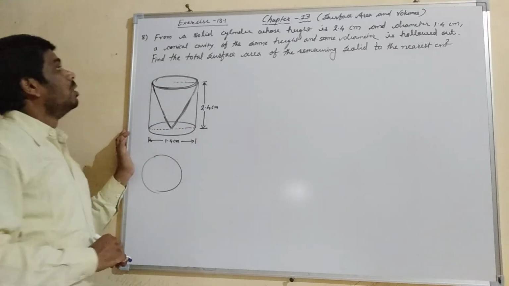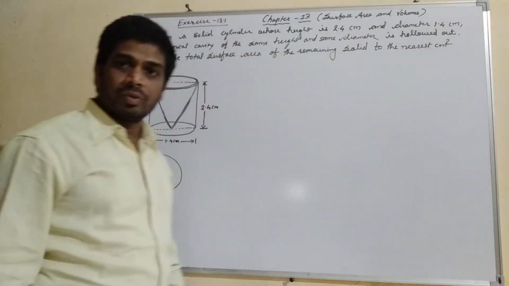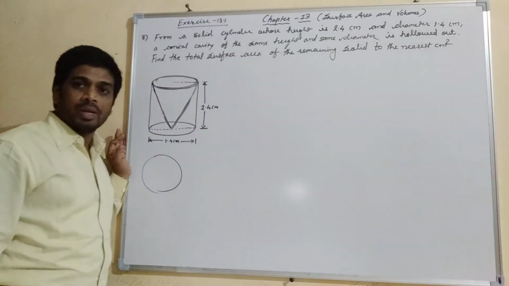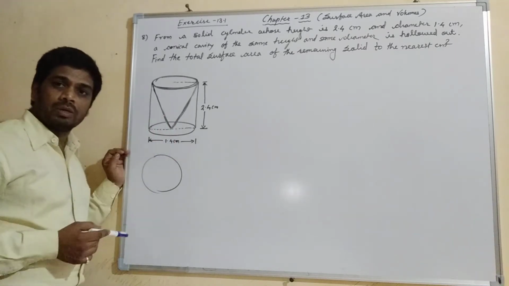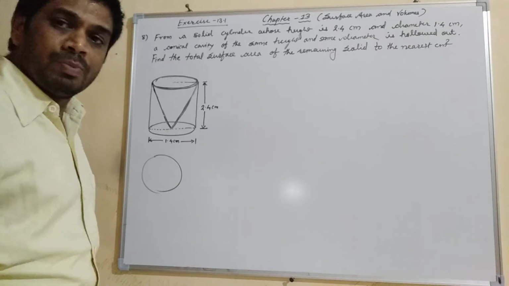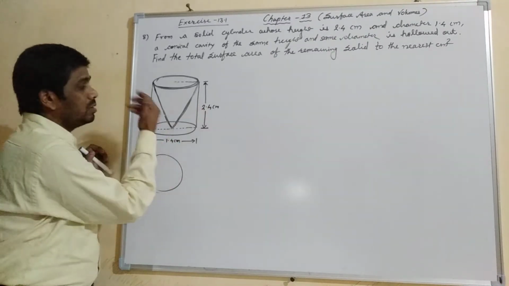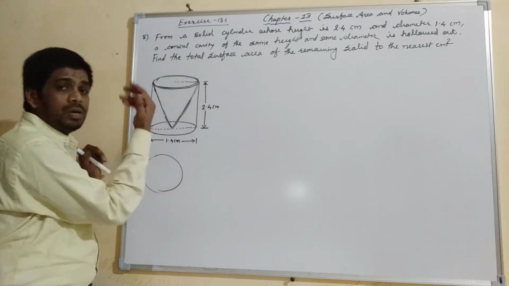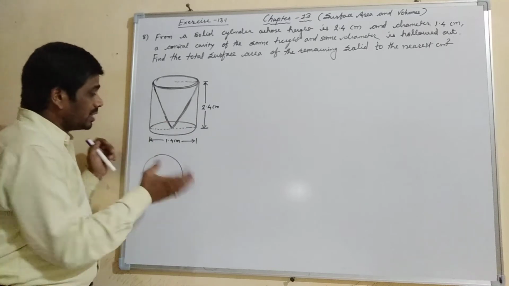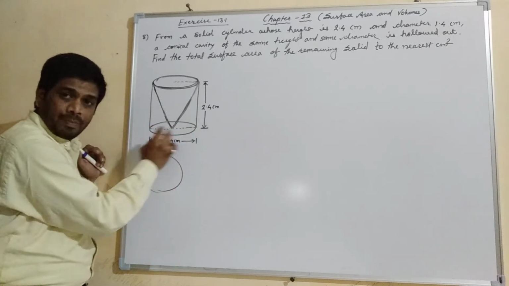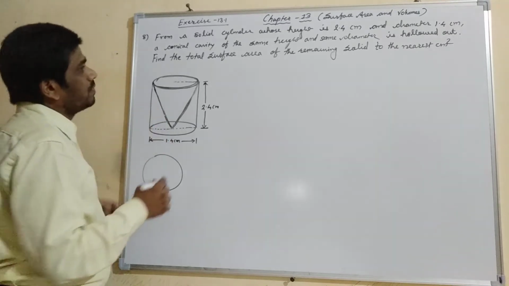We have to find the total surface area of the remaining solid, in the nearest centimeter square. Which means we have to find the total surface area for this remaining solid. So we have to find the curved surface area or lateral surface area of the cylinder plus the curved surface area of the cone plus the area of the circle base. So let's write what is given here.